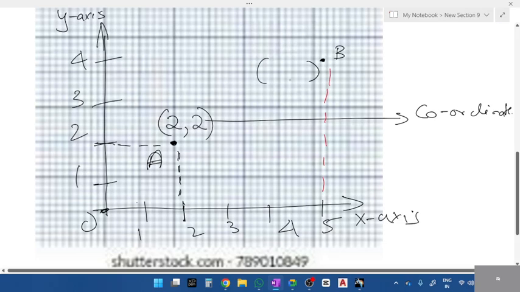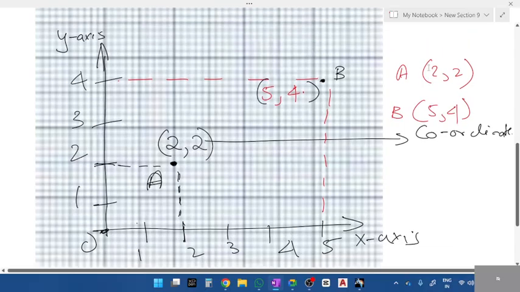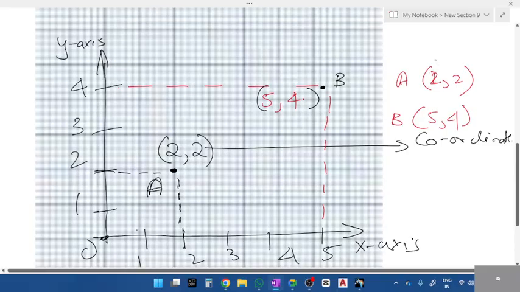According to coordinates, first you have to check the x-axis. So 5, and where does this point go towards the y-axis? 5, 4. So the position of A and B in terms of the graph is: A is 2, 2, and the position of B is 5, 4. Okay. And what is this 2? Is it x-axis or y-axis? Whatever we take first, we call it x-axis. Whatever you take second, you call it y-axis. So these are known as points A and B.